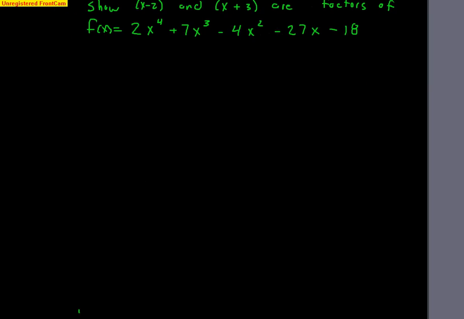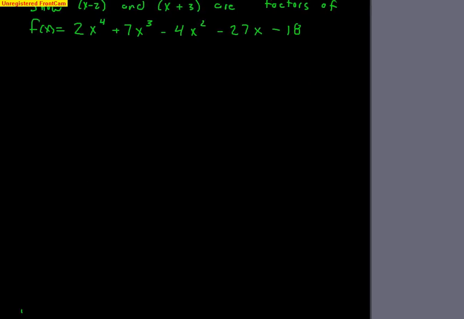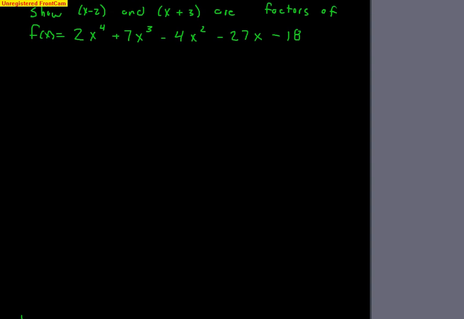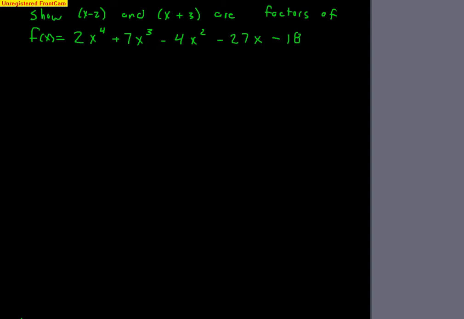Pretty easy to understand. All right, here's another one. Show that x minus 2 and x plus 3 are both factors of 2x to the 4th plus 7x cubed minus 4x squared minus 27x minus 18. So I'm going to show that they're both factors. So once again, I'm going to start off here with my division, my upside down division bar.